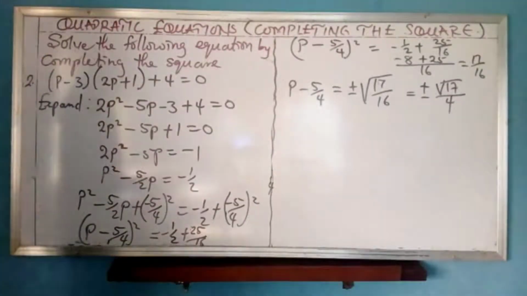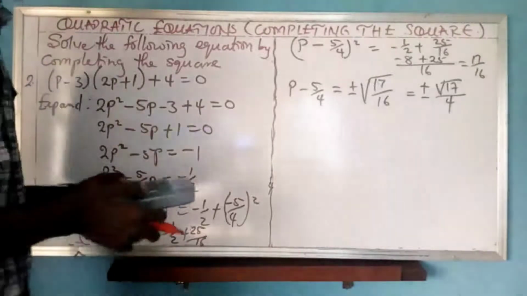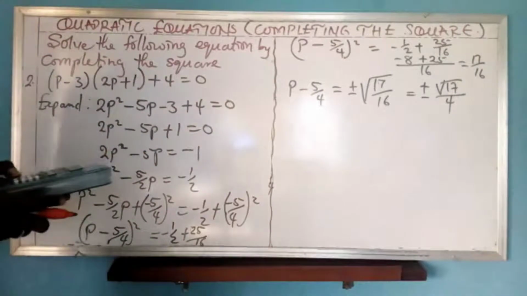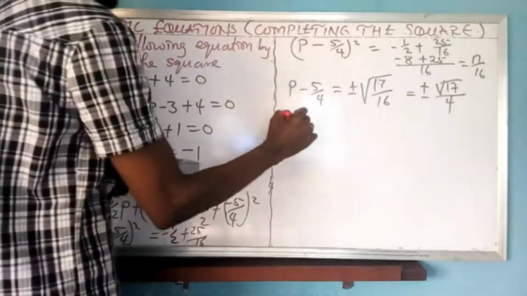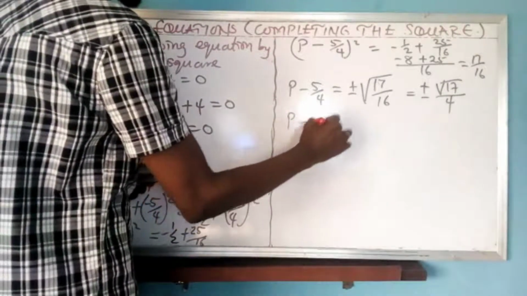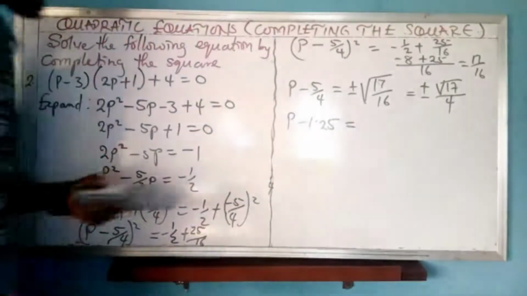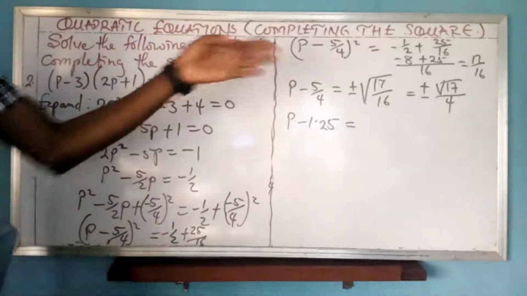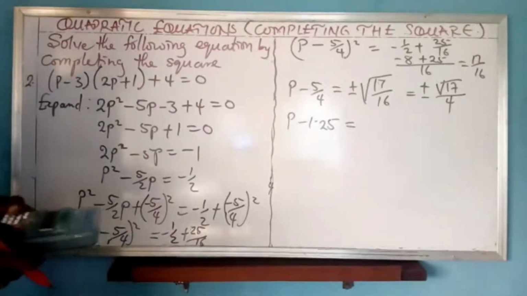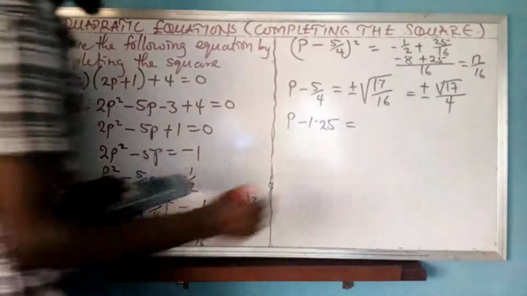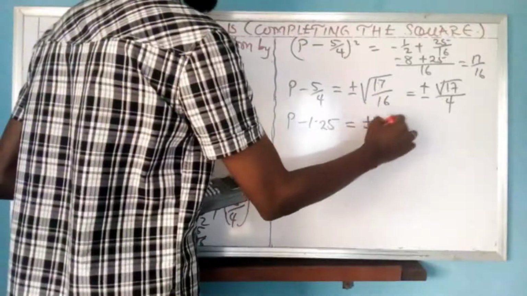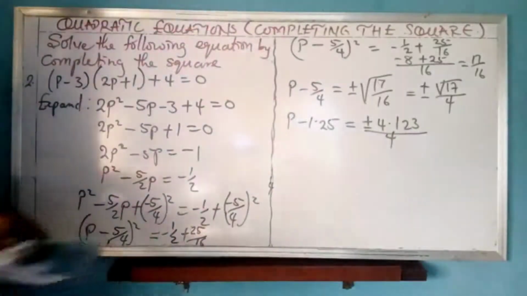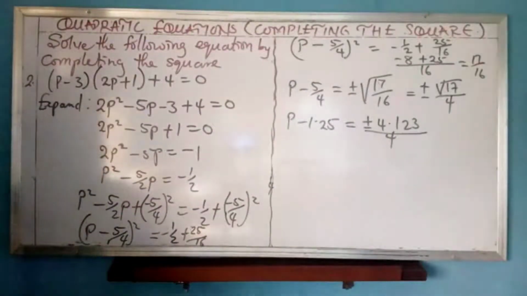So let's look at this one. Let's take it to decimal. I think that one will make our work faster. What do we have when you take that one to decimal? 5 over 4, that's 1.25. That is p minus 1.25 is equals to, don't forget we've already simplified that one up to that stage. So root 17 will give you what? 4.123. Good. That is plus or minus 4.123 all over 4. Is it clear to that stage? Shall we continue? That's very good.